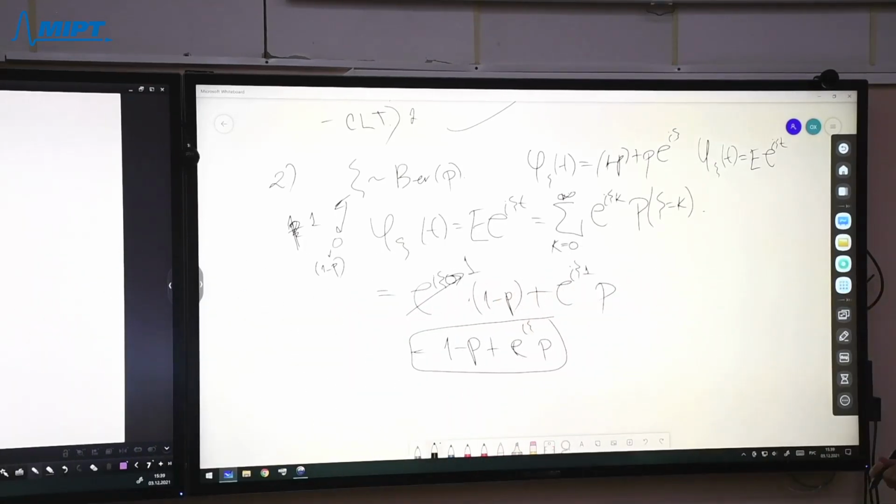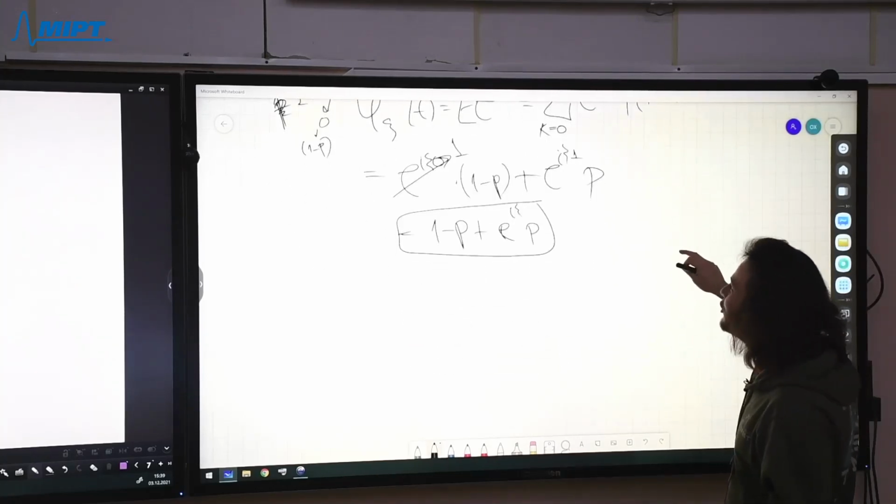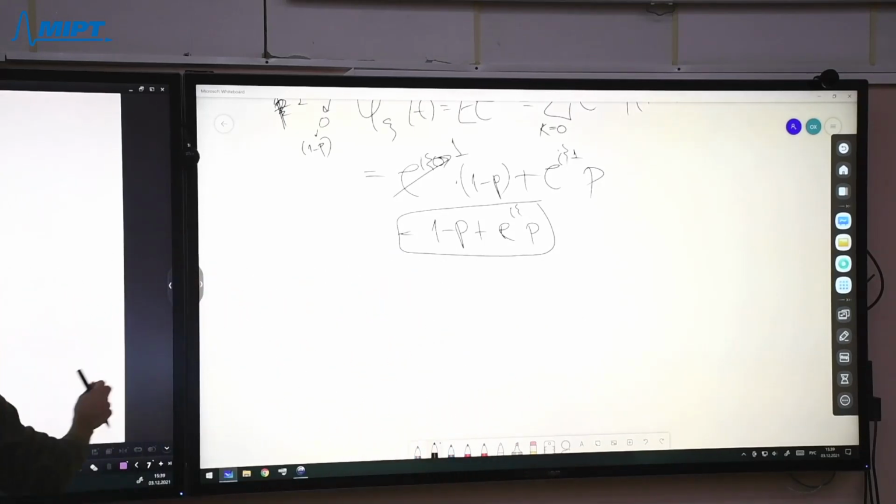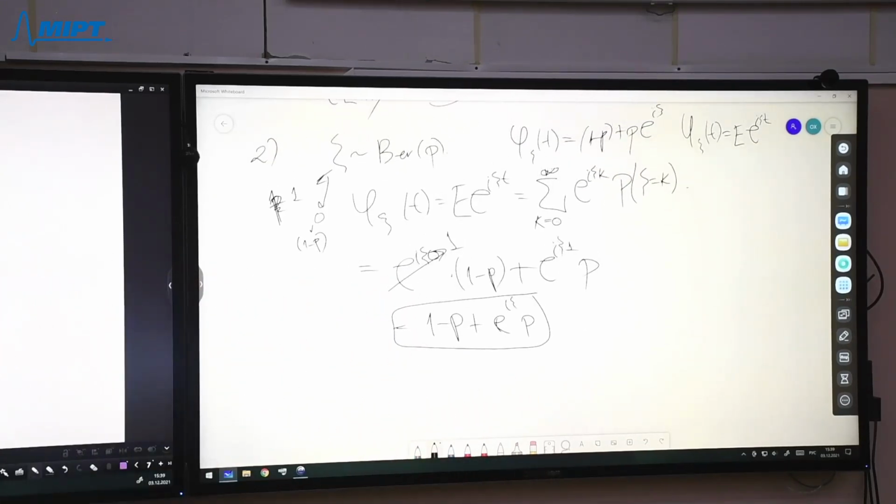Okay, I hope it's clear. Again, if you don't understand this, you are not going to understand absolutely anything. So I hope this is clear. Now, we can talk about the binomial distribution with parameters n and p, right?